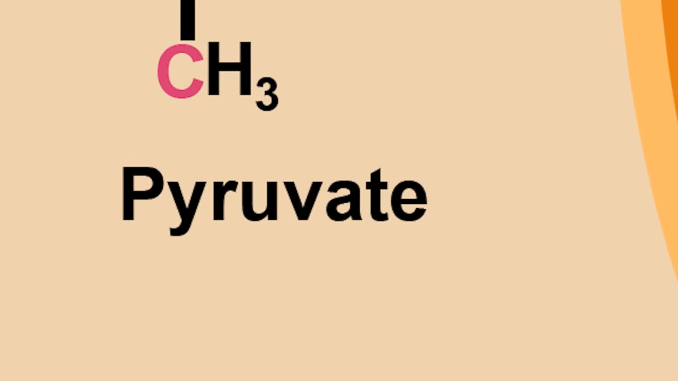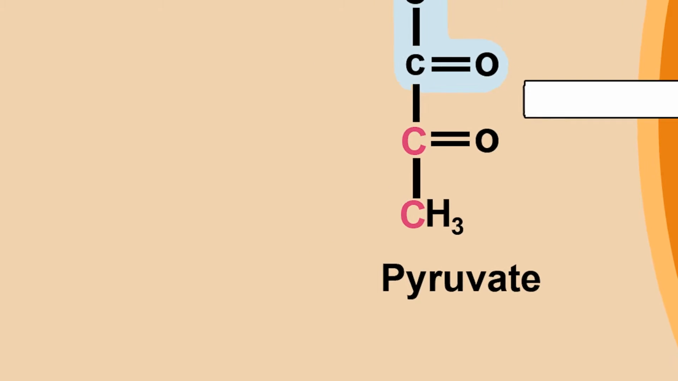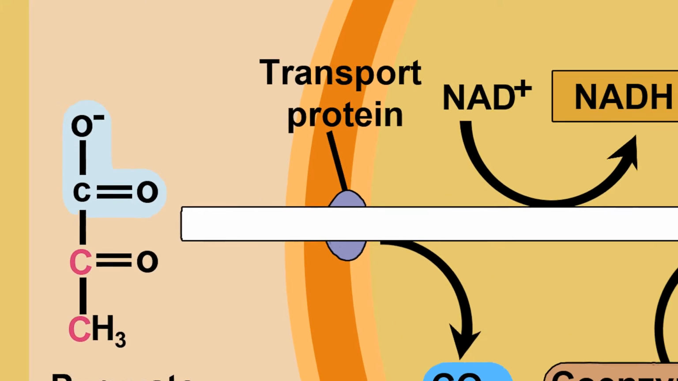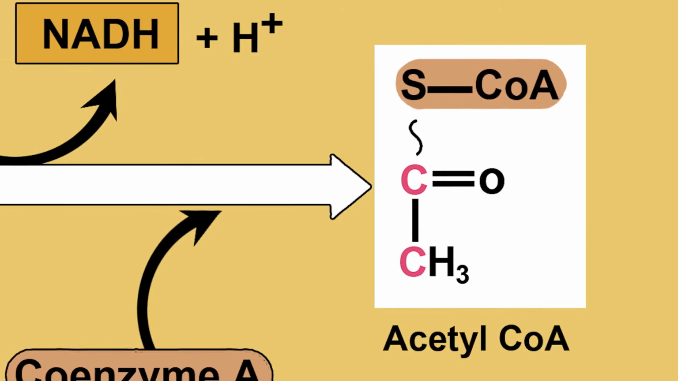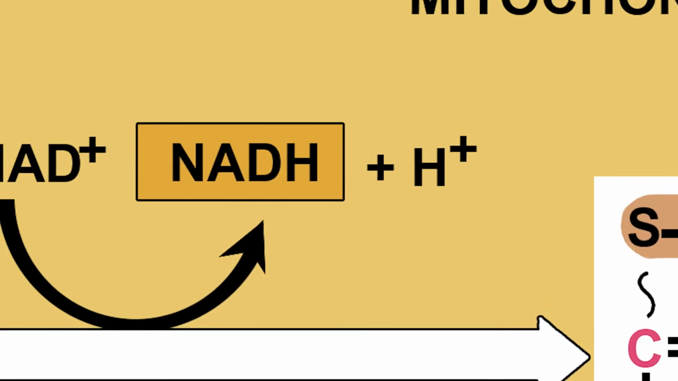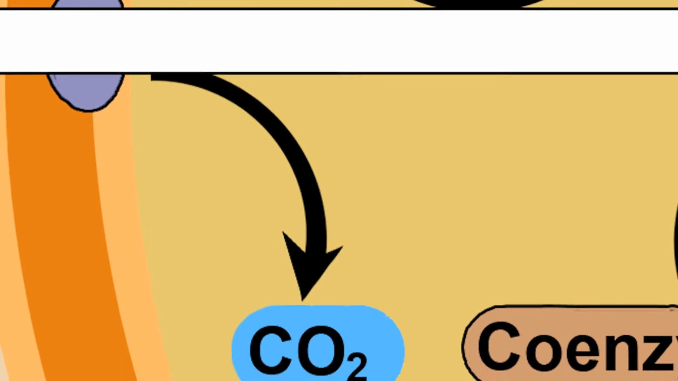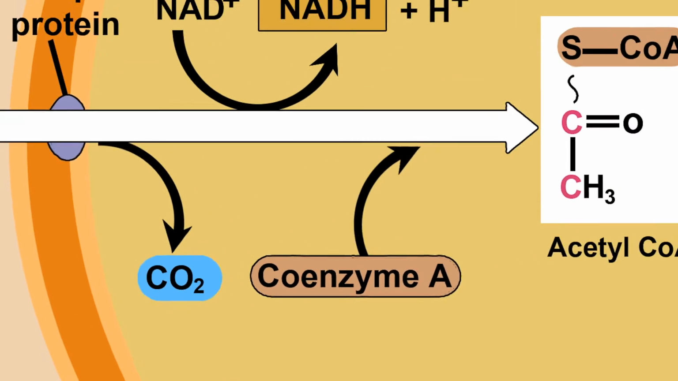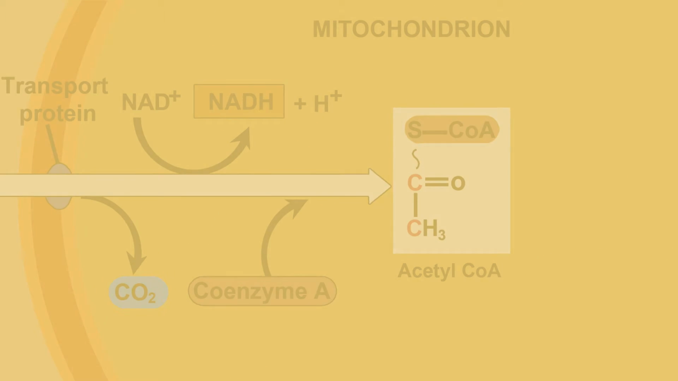The pyruvate then goes from the cytosol into the mitochondrion. Several enzymes catalyze the conversion of 3-carbon pyruvate to 2-carbon acetyl coenzyme A, yielding a molecule of NADH and 1 CO2. The acetyl coenzyme A enters the citric acid cycle.